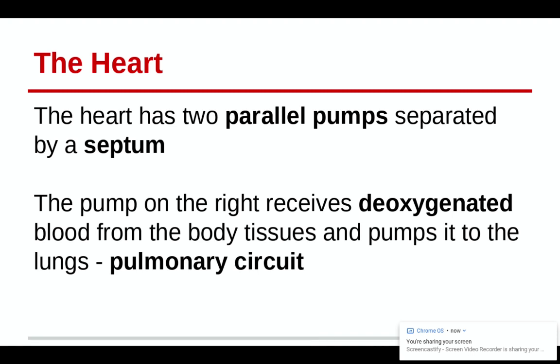It has 2 parallel pumps separated by a septum. So the septum is in the middle of your heart, and then the 2 parallel pumps. The pump on the right receives deoxygenated blood from the body tissue, so that's all the blood that gets pumped back after it goes through your circulatory system and oxygen is taken out, and then it pumps it to the lungs, and we call that side the pulmonary circuit.